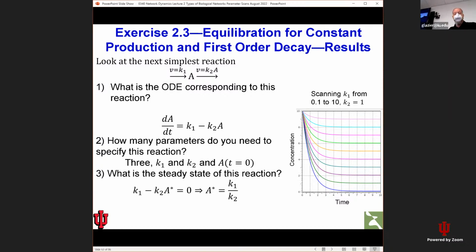What's the steady state? I set dA by dt equal to 0. 0 equals K1 minus K2 times A. To solve that, I just move the K2 times A to the other side, and I get A star equals K1 divided by K2. Does that make sense? The amount of A I get is K1 over K2. K1 is the rate at which I put A into the system. The more K1 I get, the more A I have. K2 is the rate at which I take A out of the system. The higher K2 is, the less A I have. So it makes sense. Go ahead.